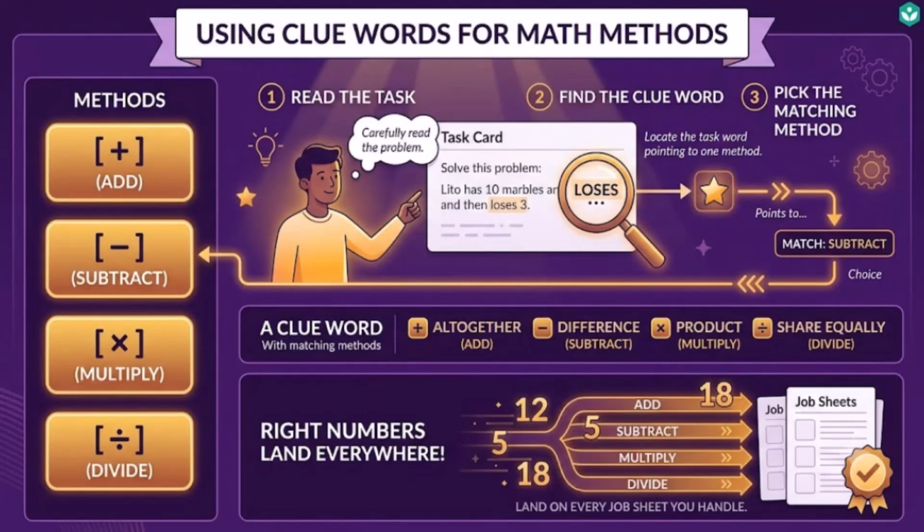Again, remember the following methods. We add, subtract, multiply, and divide using the clue words altogether, difference, product, and share equally.